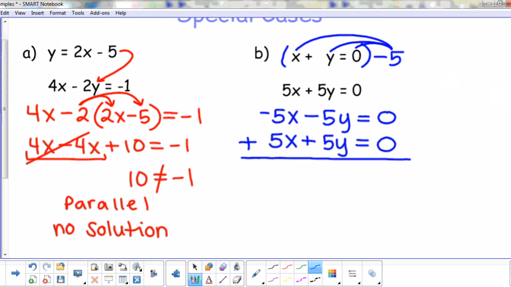So negative 5x plus 5x would give me 0. Negative 5y plus 5y also gives me 0. And 0 plus 0 is 0. Well, 0 does equal 0, so this would be a true statement. So that would mean that these are the exact same line, and I'm going to have infinitely many solutions to my problem.